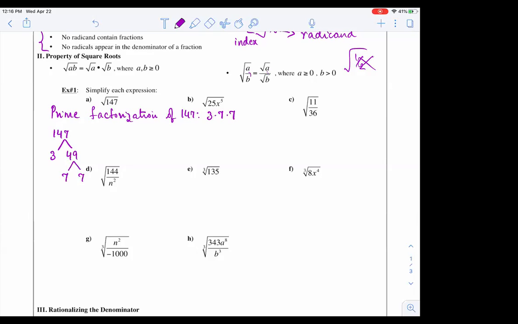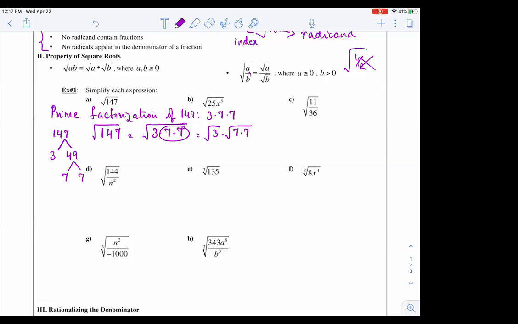Are you guys with me? Okay, so square root of 147 is actually square root of 3 times 7 times 7. Correct? Okay. Now this is the main thing. Every time you have a factor pair, which is 7 times 7 is 49, right? What is the square root of 49? 7.